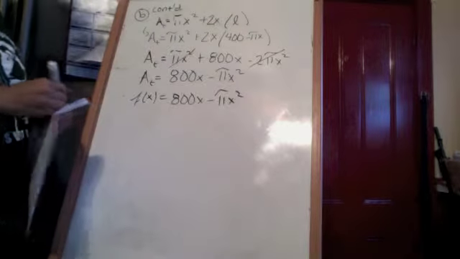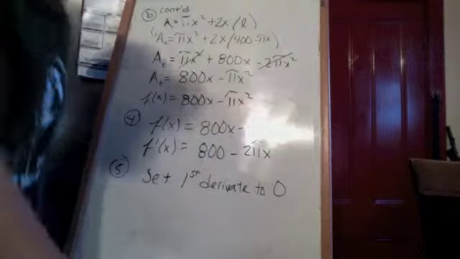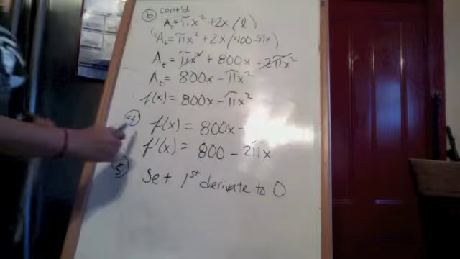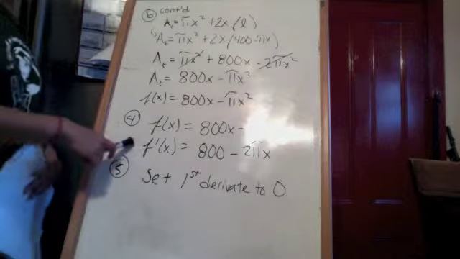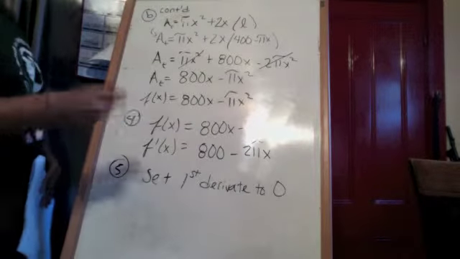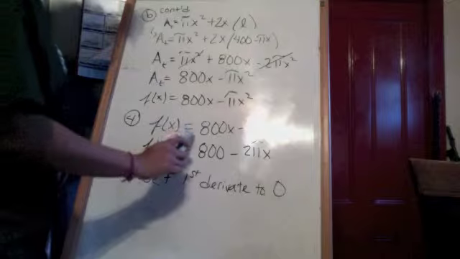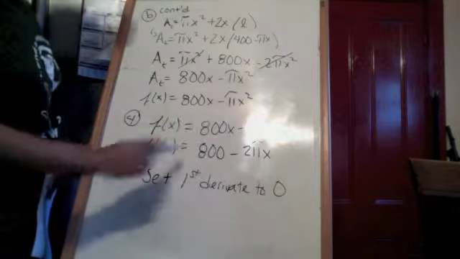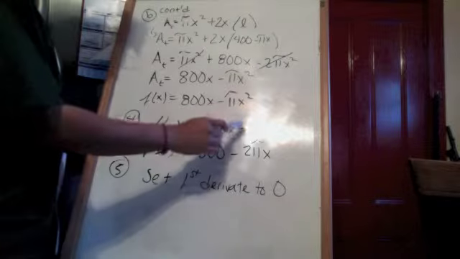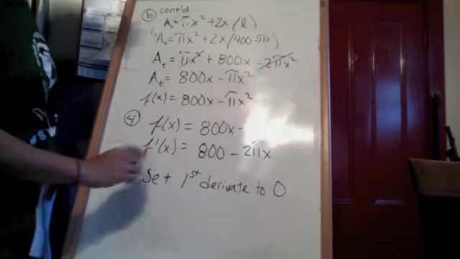So our general equation is this, f of x. Now, steps 4 and 5 are finding the first derivative of our function and setting that equal to 0. Our function is f of x equals 800x minus pi x squared. Sorry, you can't see that. And f prime of x equals 800 minus 2 pi x.